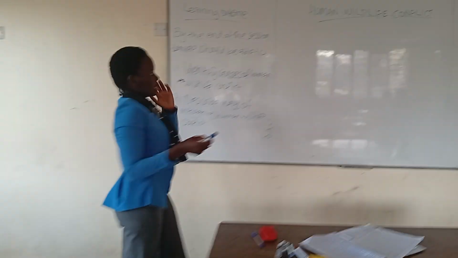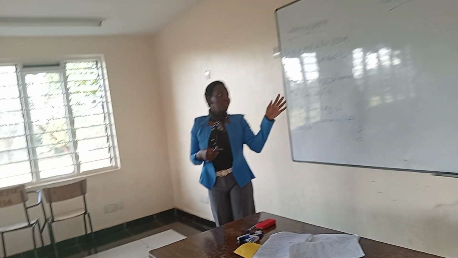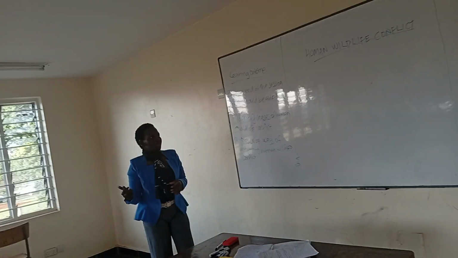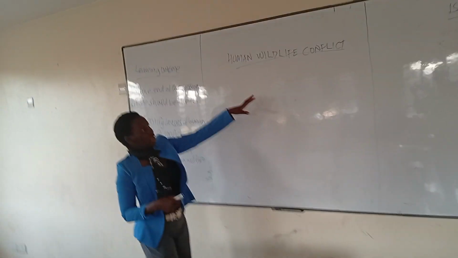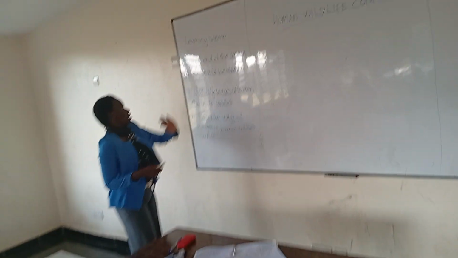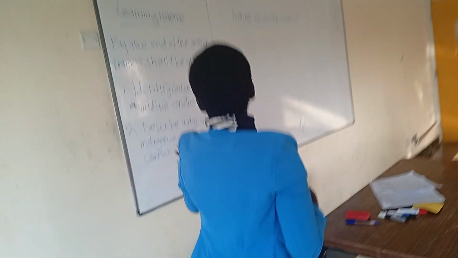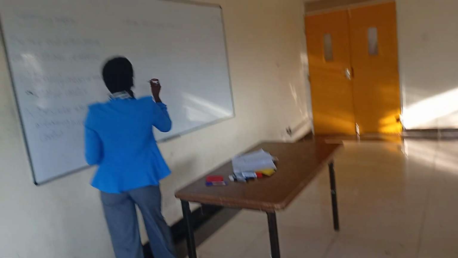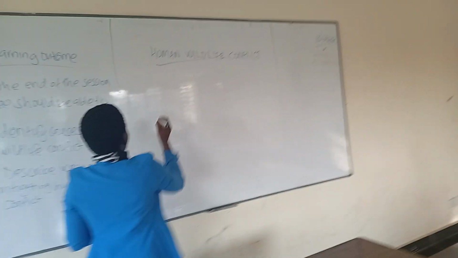So when these animals leave their natural habitats and invade the village, it can cause human-wildlife conflict in a way that it can destroy the crops and the humans can end up killing them. So our session today will be on human-wildlife conflict, and our learning outcomes are, by the end of the session, we should be able to identify causes of human-wildlife conflict and describe ways of mitigating human-wildlife conflict.